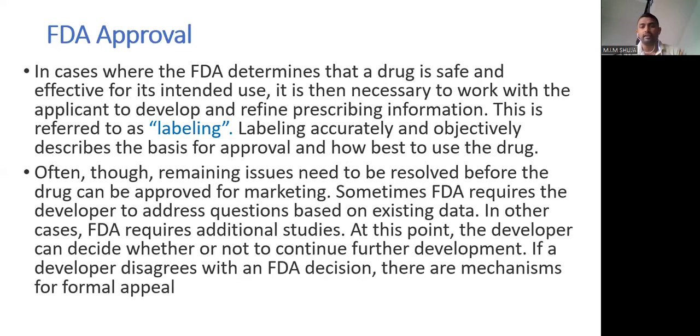Once the FDA determines the drug is safe and effective, they want to refine the prescribing information. This is referred to as labeling. So they want to refine the prescribing information. Labeling accurately and objectively describes the basis for approval and how best to use the drug.